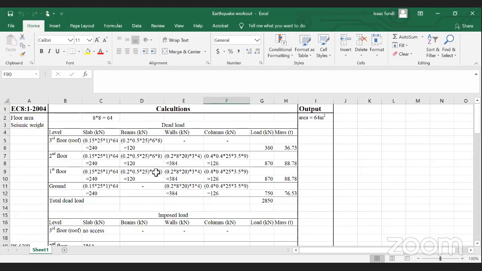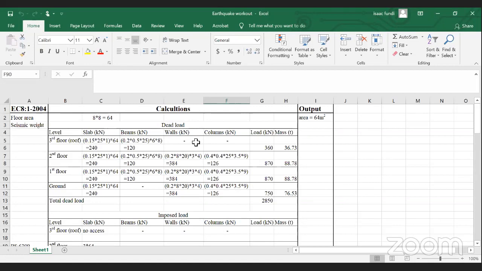Then I have gone ahead to determine the seismic weight. Where are we getting the loading? There are two kinds of loading here. We get dead load and imposed load from the structure. Starting with the levels, I've distributed them in terms of level. So we have the third floor, which I'm taking to be the roof. In this case, the roof has no access. Then we have the second floor, the first floor, and the ground, and then we get the total dead load.